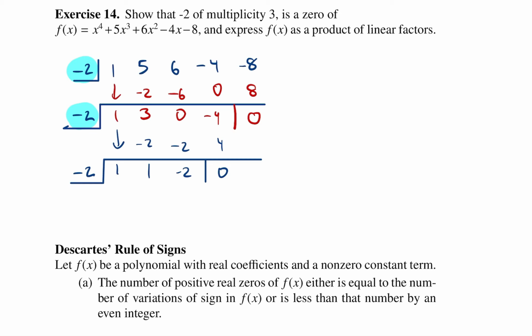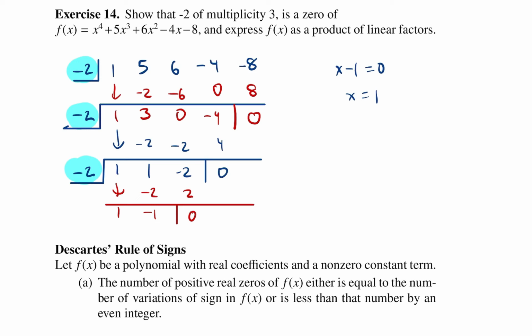Bring down the 1. Multiply, we get -2, add, -1, multiply, 2, add, you get 0. So the remainder is 0 once again, and that confirms that -2 is a 0 with multiplicity 3. All right, so the final 0 will be given by this remaining polynomial. This quotient here is x minus 1. So x minus 1 has a 0 of 1.